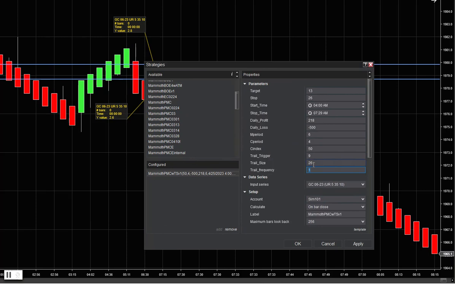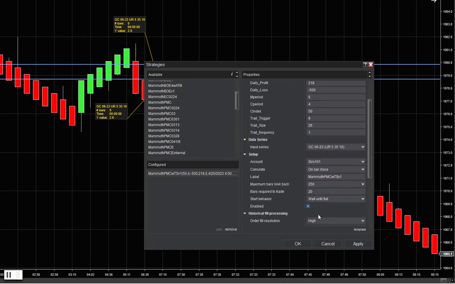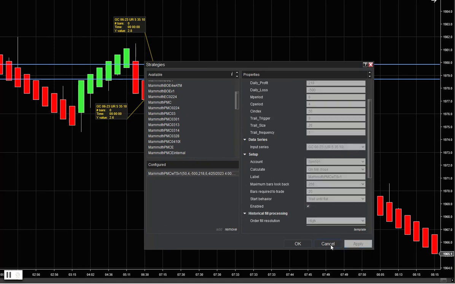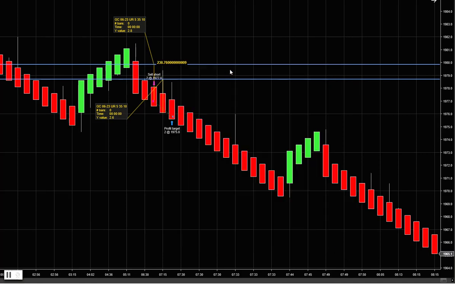Hopefully I explained this clearly, but I can show this on the chart, and then it will be simpler for you to understand. Once this is all set, we're going to go ahead and enable it and hit apply. Give it a few seconds. Okay, now let's go back to the chart.